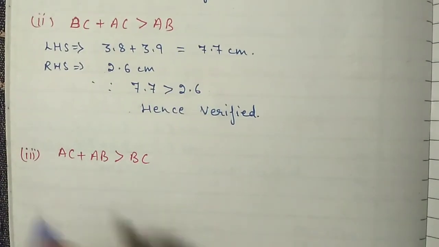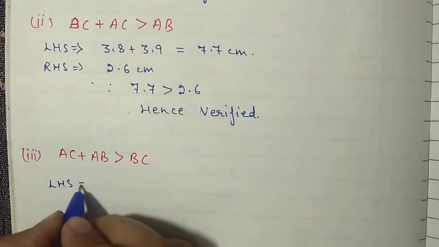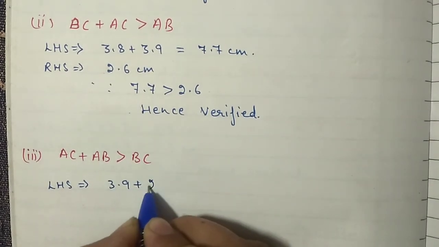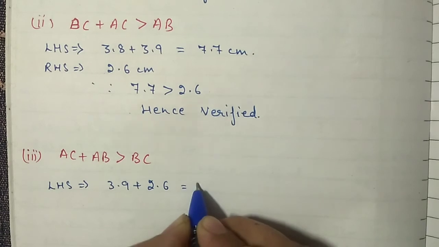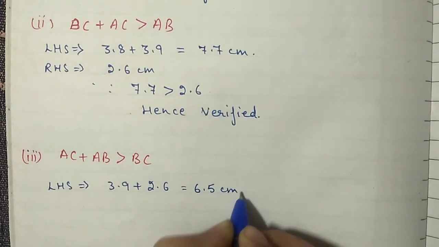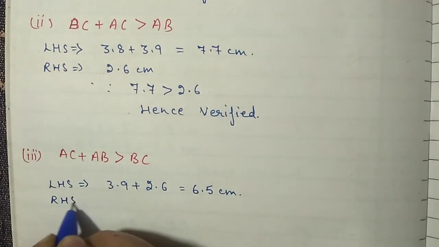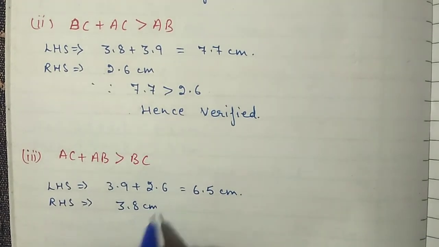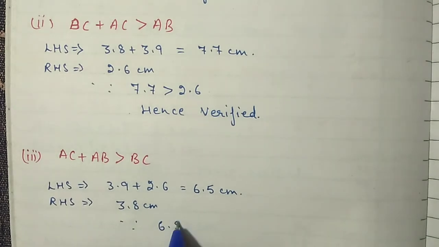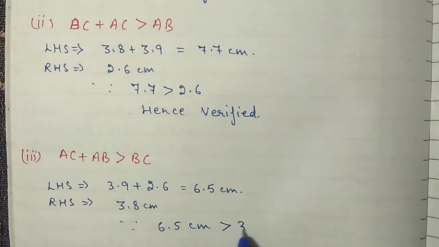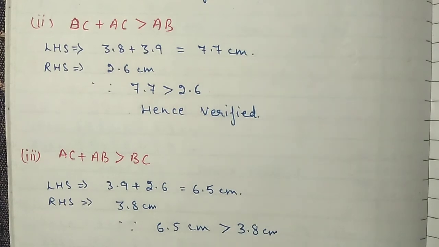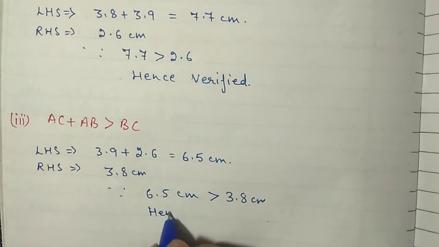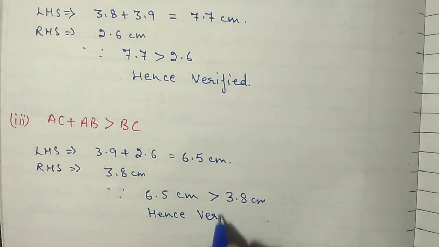And third, first left side we will substitute values. AC is 3.9 and AB is 2.6. So we will get here 6.5 centimeter. And right side we have BC. BC is 3.8 centimeter. Because 6.5 centimeter is greater than 3.8 centimeter, so this last inequation is also verified, hence verified.